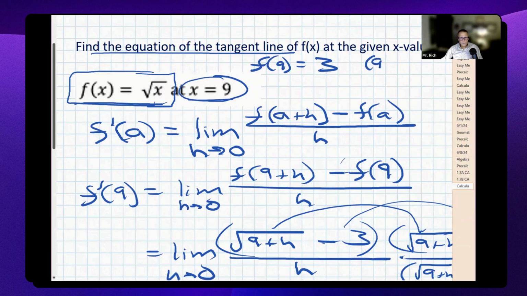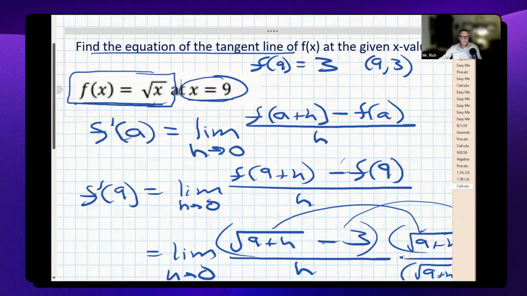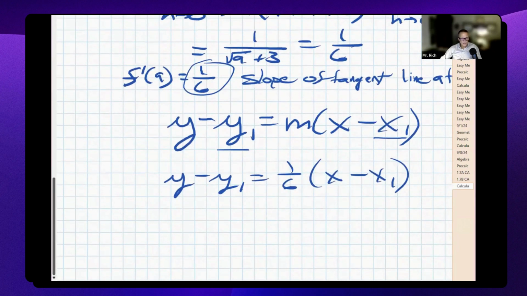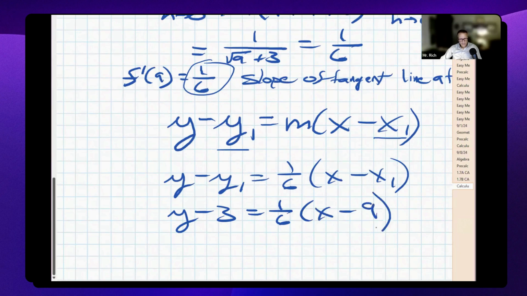So in other words, one of the points that's going to be on this tangent line is 9, 3. In fact, it's the only one that I know that's going to be on this tangent line, because that's where the tangent line is going to hit this curve y equals f of x. So now I'm just about done. I've got it. I know that this is going to be y minus 3 is equal to 1/6 times x minus 9. That right there is the equation of the tangent line that will hit the curve y equals f of x at x equals 9.